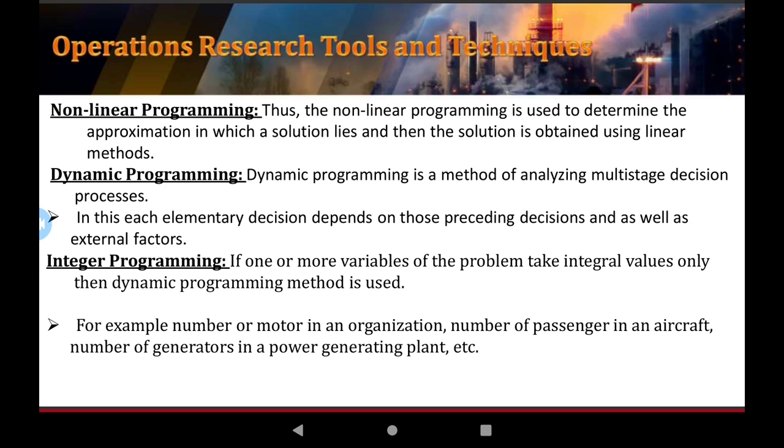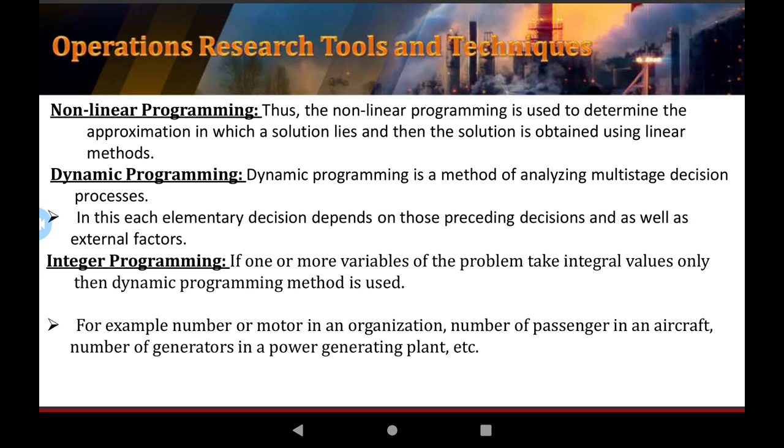Each elementary decision depends on the preceding decisions, as well as internal factors and external factors. Programming is provided for a problem, and multiple methods and procedures are provided for the solution of the problems. The elementary decision depends upon the preceding decisions as well as the external factors.